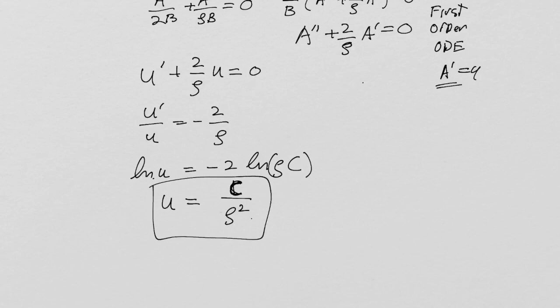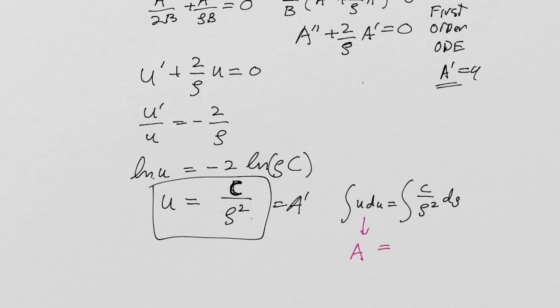But u is equal to A prime, right? So that equals A prime. So now I have to integrate u. So the integral of u du equals the integral of c over rho squared d rho. And this is the definition of A, right?